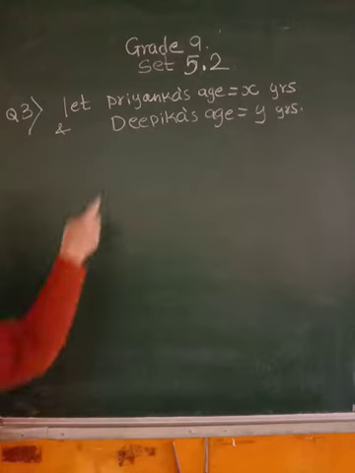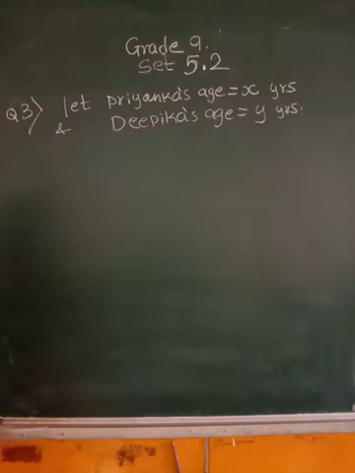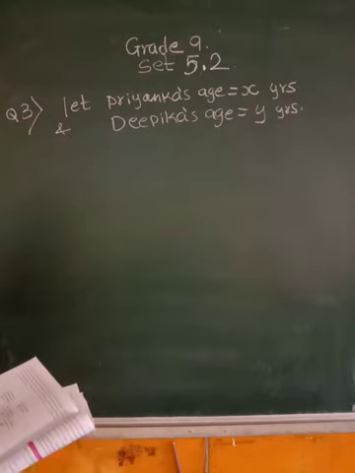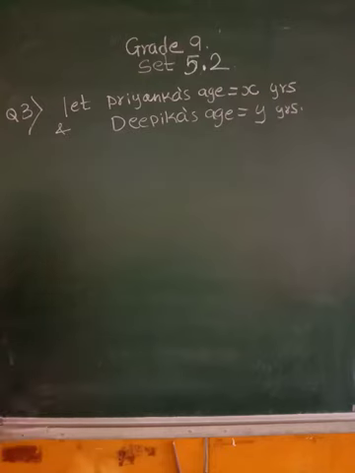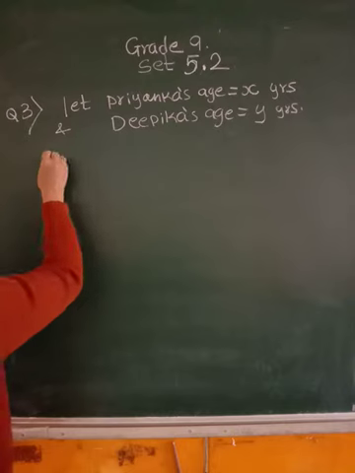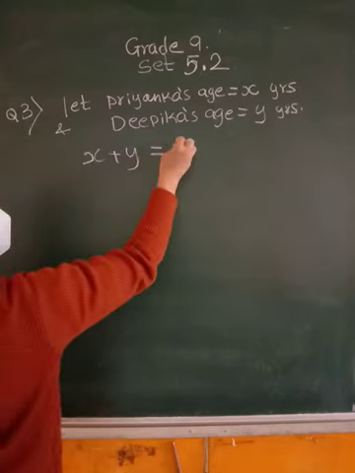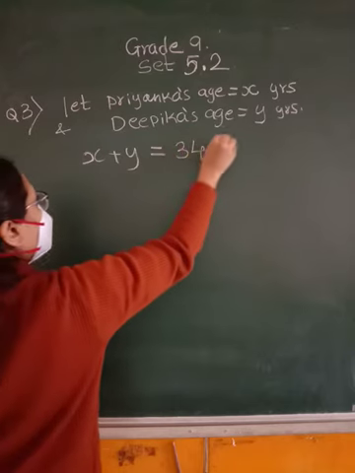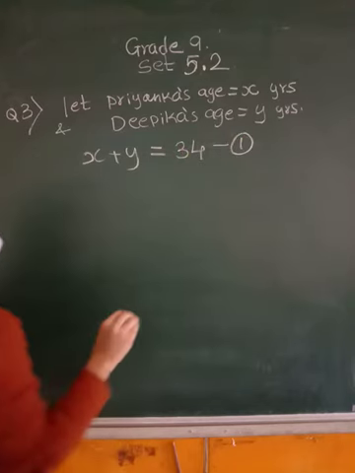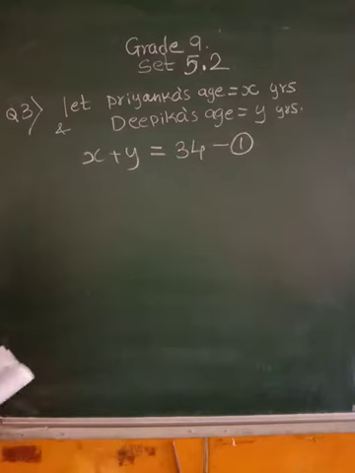So let Priyanka's today's age be x years and Deepika's age be y years. Now sum means addition. Sum of their ages is 34 years. So first equation will be x plus y will be equal to 34. This is your first equation. Okay. Now second equation, let us see.